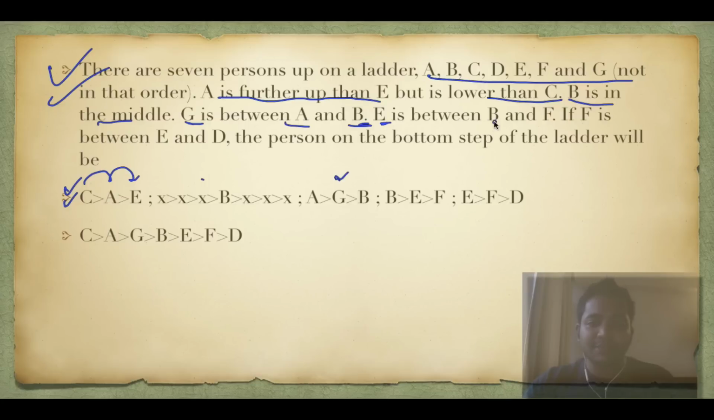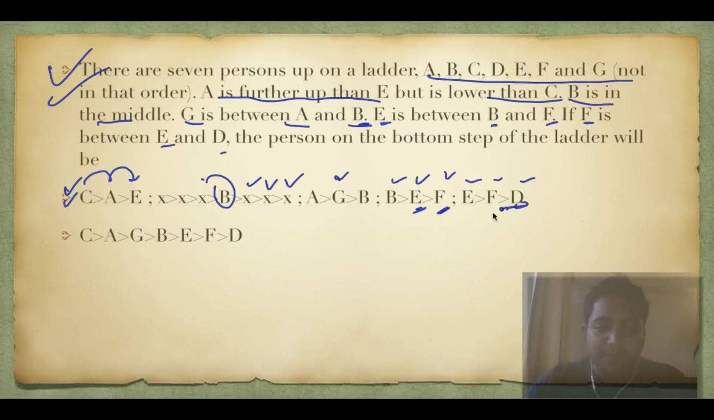Then E is between B and F. So E is between B and F. Okay, correct. Now F is between E and D. F is between E and D. Is that understood? Now can you see B has E, F and D behind it. Can you see this pattern? B is here. So there are 3 vacancies behind B. So it will be fulfilled by E, F and D. So I'll put E, F and D here. So this part is understood, absolutely understood.